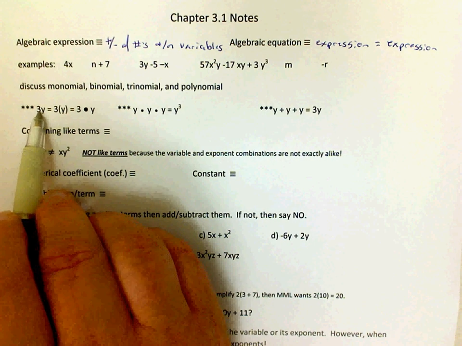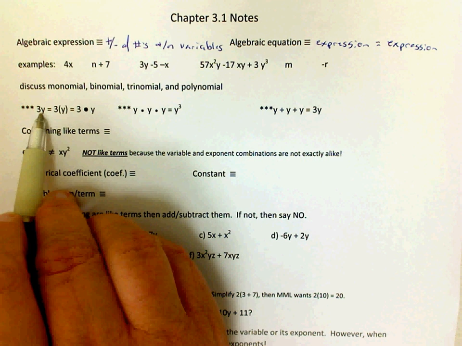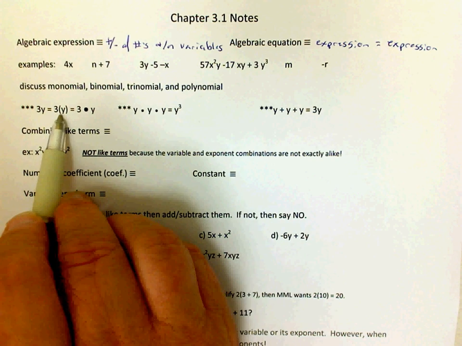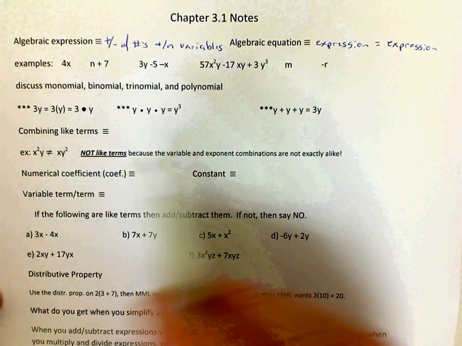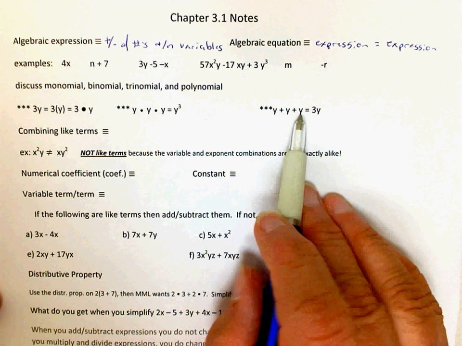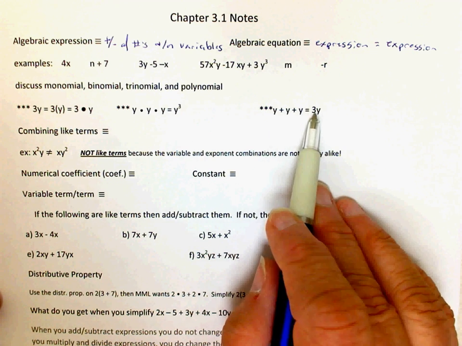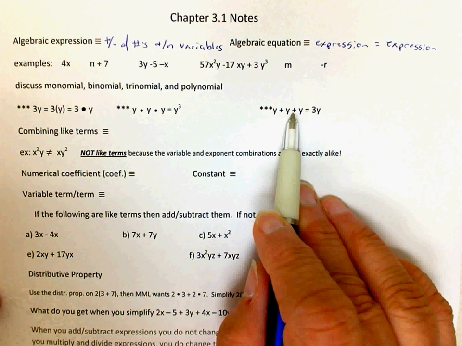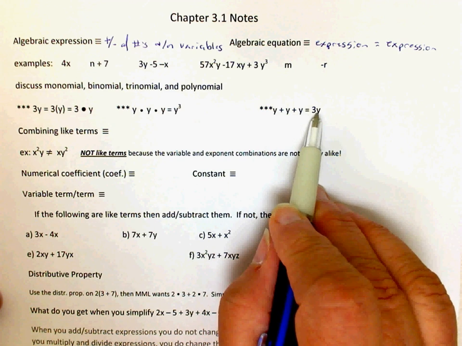Now all three of these are saying times. So 3y implies 3 times y. 3 parenthesis y is 3 times y. And then 3 dot y is also 3 times y. That would be the same thing as y plus y plus y. Well, how many y's do I have? 3 of them. So remember, multiplication is the shortcut for repeated addition. So y plus y plus y is the same thing as 3y.